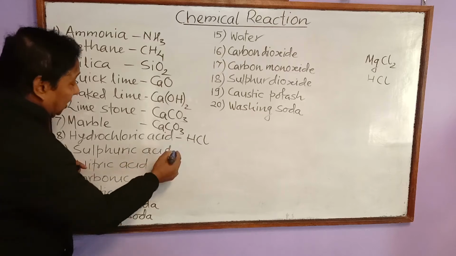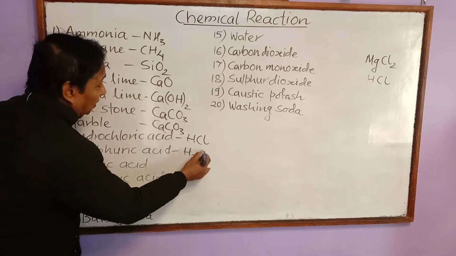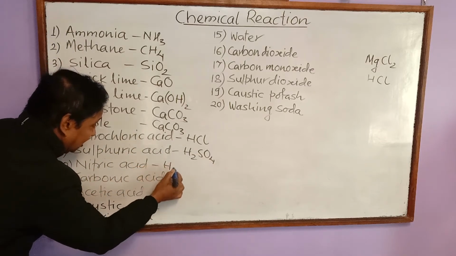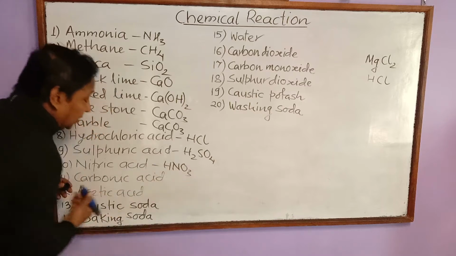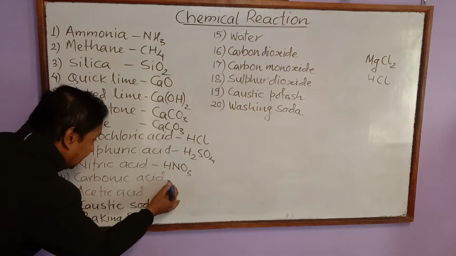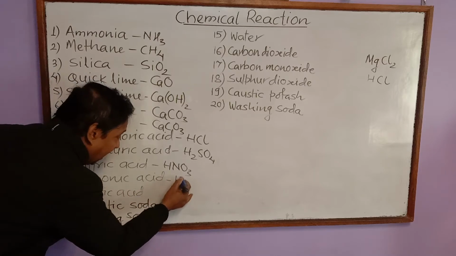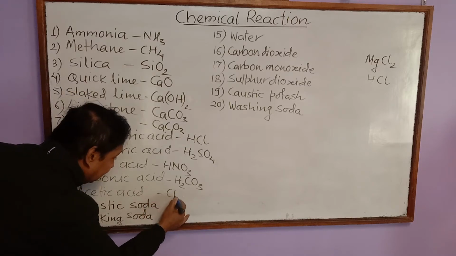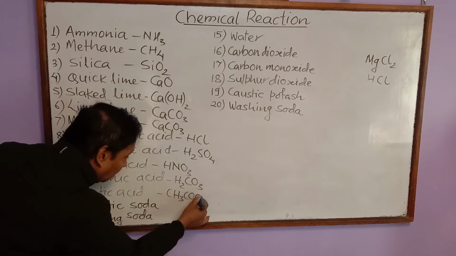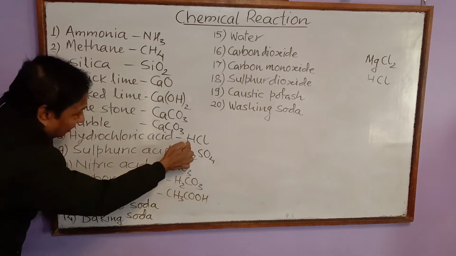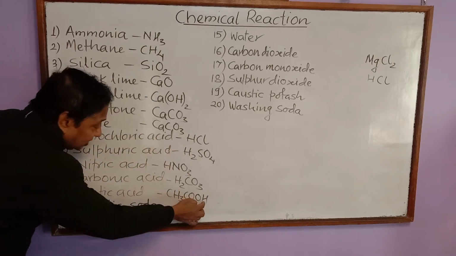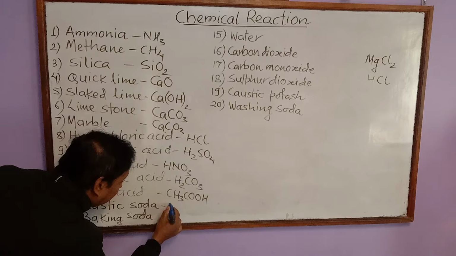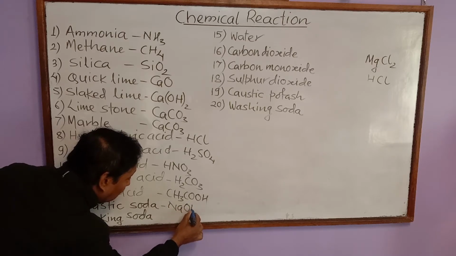And then sulfuric acid, H2SO4. And nitric acid, HNO3. Have you noticed this? Each of the acids contains hydrogen. Carbonic acid, H2CO3. In the same way, acetic acid, CH3COOH. These are the acids. All the acids contain hydrogen, which when dissolved in water gives hydrogen ions. Caustic soda, this is sodium hydroxide, NaOH.